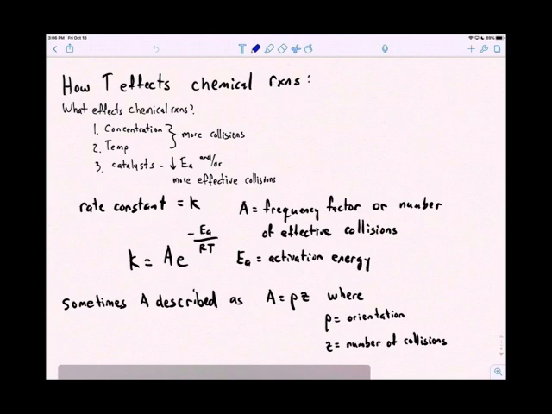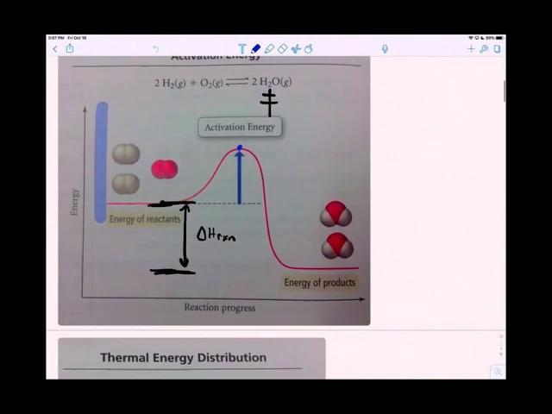Sometimes you can describe A as a function of PZ, where P is the orientation and Z is the number of collisions. Because there's a difference between backing into something and hitting something face on with your nose. So depending on the shape of the molecule, if you have a big molecule, it really depends on where the collision happens, where the reaction happens. So that's the orientation. And here's a picture of that.